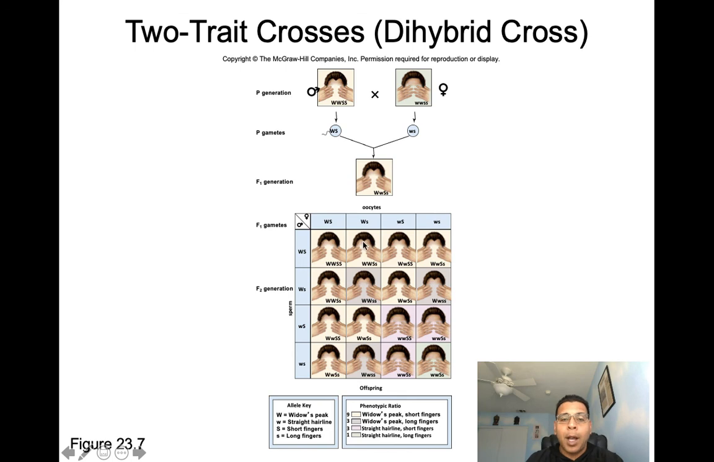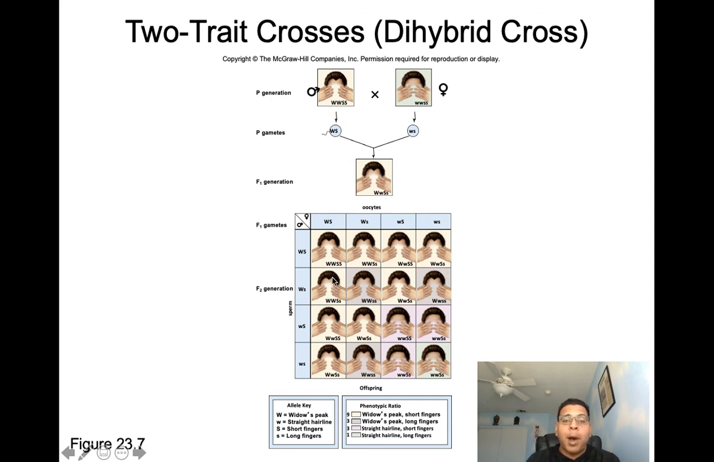Now the next possible combination we can see here is capital W, capital W, and lowercase s, lowercase s. The third one we can see here is capital W, lowercase w, capital S, and another capital S. The fourth possible combination is capital W, capital W, capital S, lowercase s, right inside of there.